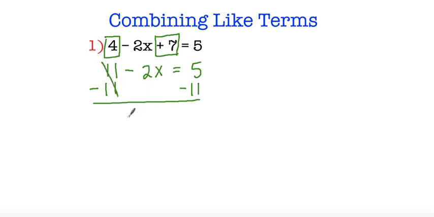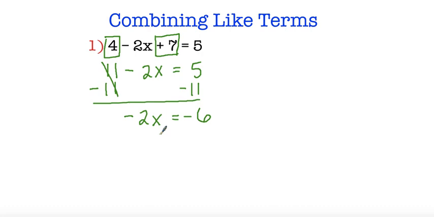And so on the left side, I'm left with negative 2x is equal to 5 minus 11. Remember, same signs add and keep, different signs subtract. And since this is a positive 5 and a negative 11, I'm going to subtract. So 11 minus 5 is 6. And remember that when you do subtract, you keep the sign of the number with the bigger absolute value, which in this case, between 5 and negative 11 has a greater absolute value, so this 6 is negative. So here I have negative 2x is equal to negative 6.